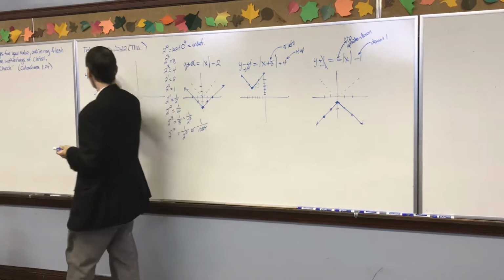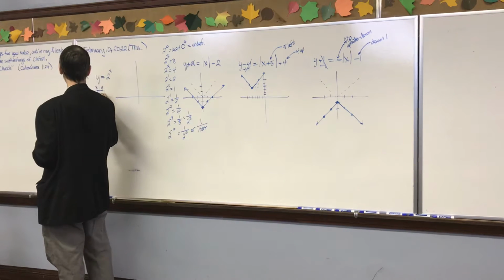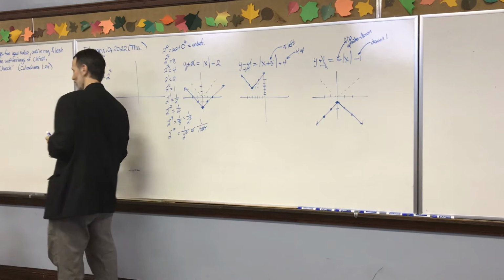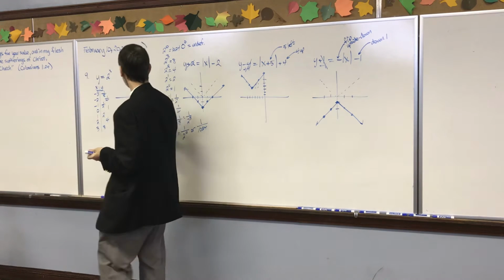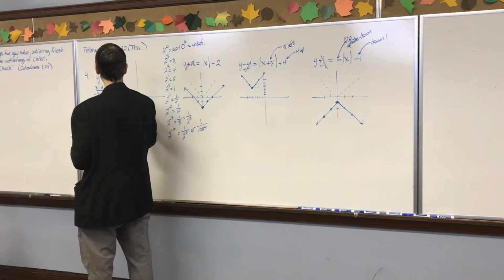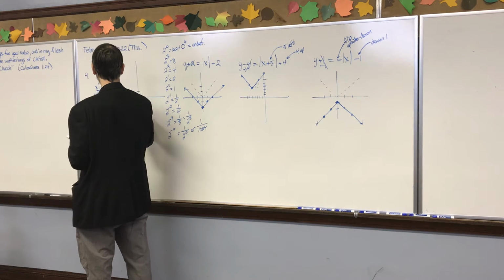So we do this here. 2 to the power of negative 3 is 1 over 8. And this is 1 over 4, 1 over 2, 1, 2, 4, 8. Now you just graph these. It's a little weird to graph. Negative 3 comma 1/8. Here.